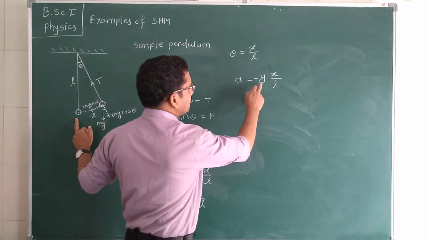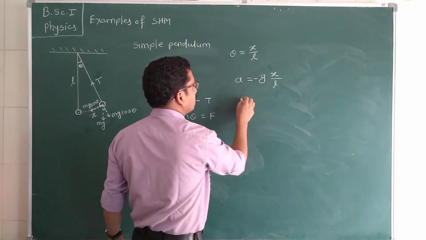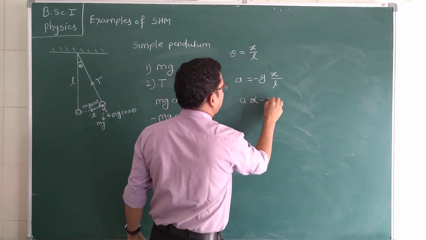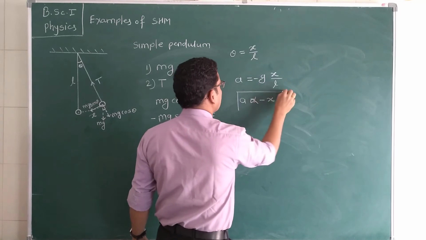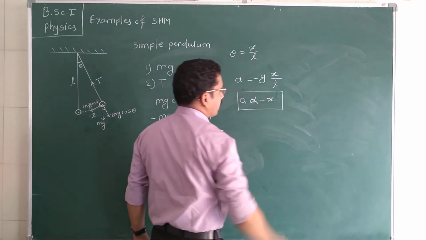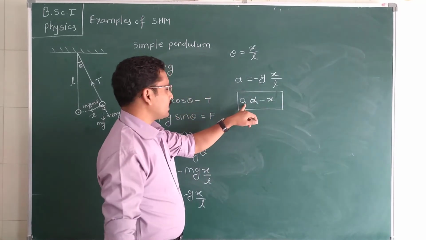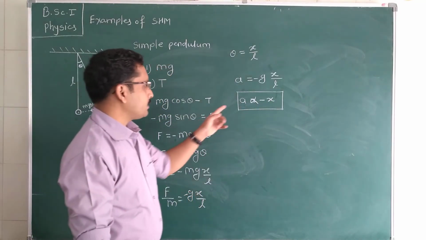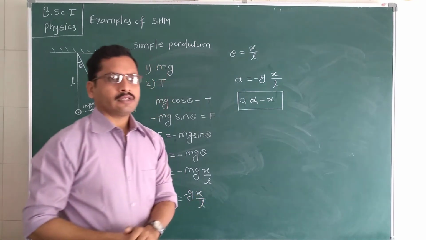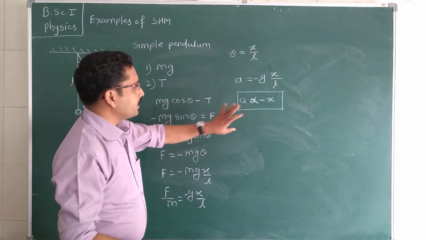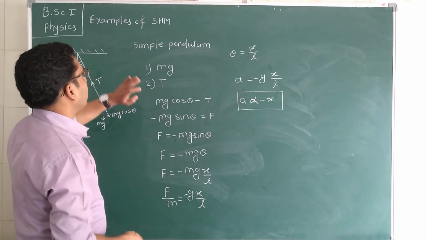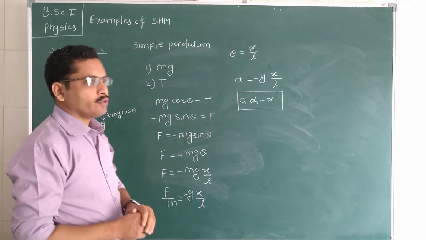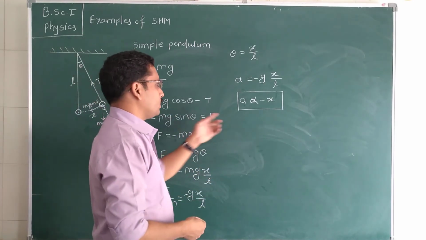Now, as g and L are both constant, we can write that a is proportional to minus x. And what is this? This is the principle of simple harmonic motion, in which the acceleration is directly proportional to the displacement. So by this equation we can say that the motion of a simple pendulum is simple harmonic motion about the mean position.